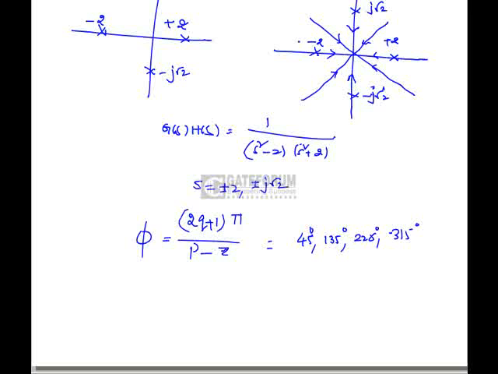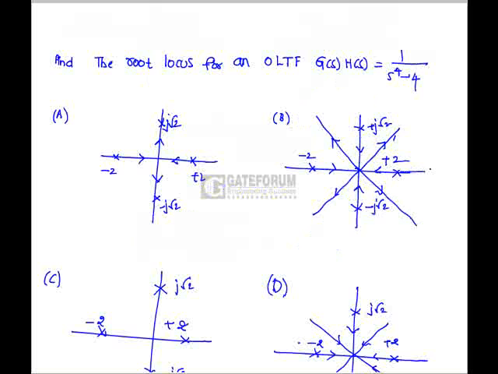So the root locus follows the asymptotes. The poles are going to move from K equals 0 to K equals infinity, which means they are going to follow the asymptotic path in this way. Hence option B is correct.